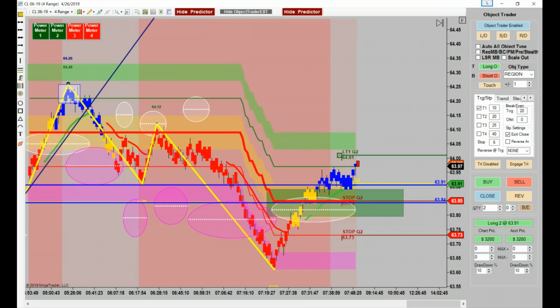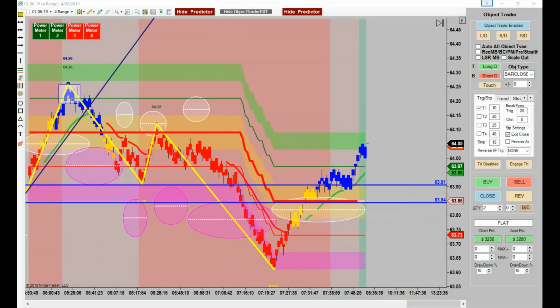All right, I'm going to advance this thing, and I want to see if anybody can pick out the next trade. And we'll go ahead and get rid of this. And let's see if anybody can pick this out.